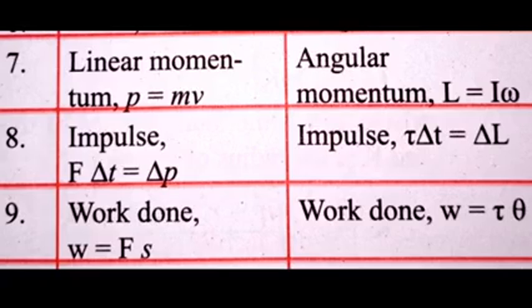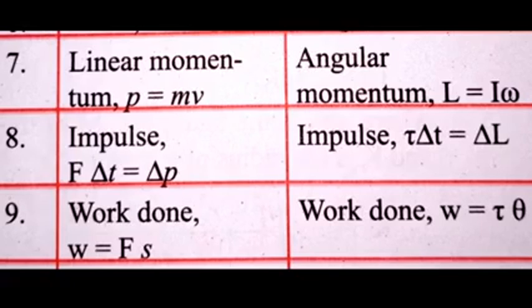Then eighth one, impulse. So impulse is denoted by del P, which means when the force is applied into change in time. Therefore, del P is equal to F into del T. But in rotational motion, the impulse is denoted by angular momentum del L, which will be equal to torque into del T. Therefore, del L is equal to tau into del T.